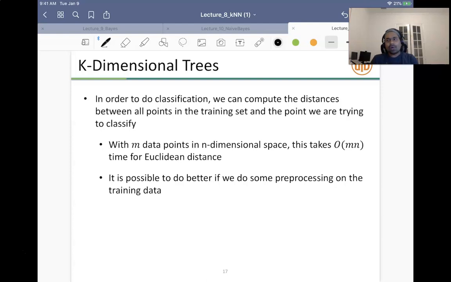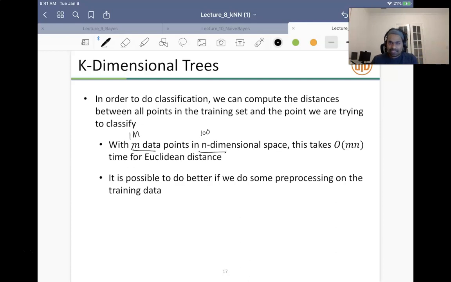All right, so we will look at one issue with nearest neighbor, and we'll attack this one particular issue. One issue with nearest neighbor techniques is that if I'm given m data points in an n-dimensional space, the time to compute the Euclidean distance is order m times n. What this means is, imagine my m is like 1 million, and my n is, say, 100.